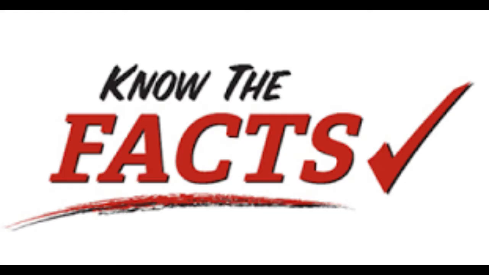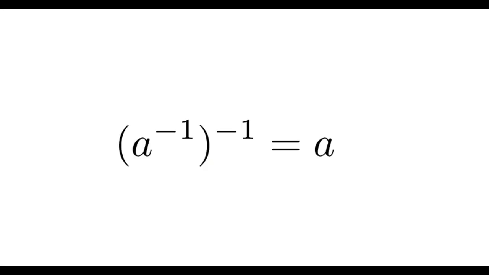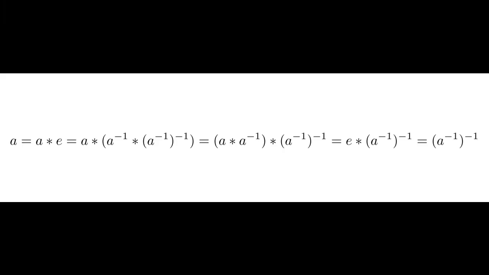So let's talk some facts about groups that apply no matter what group you're talking about. For starters, A inverse inverse is equal to A. The proof is pretty simple. A is equal to A times the identity, which is equal to A times the quantity A inverse times A inverse inverse. This is equal to A times A inverse times A inverse inverse, because we can reassociate. This is equal to the identity times A inverse inverse, which is equal to A inverse inverse. So A equals A inverse inverse.